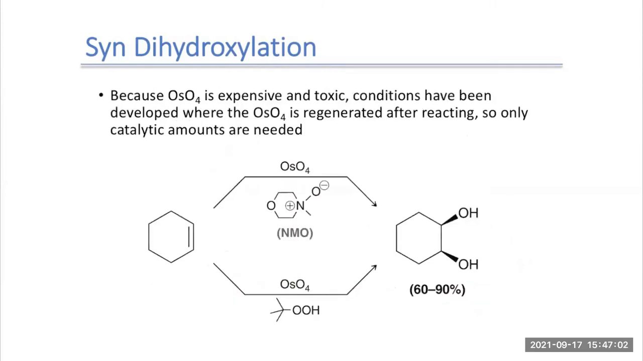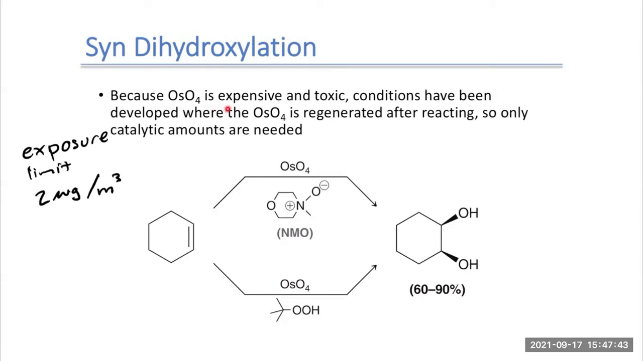So one important thing about osmium tetroxide, it is expensive and it is extremely toxic. It has an exposure limit of just 2 micrograms per cubic meter of air. If you have more than 2 micrograms per cubic meter, you now have a lethal dose. One way I've heard it described is if you can smell it, you have a lethal dose in you.